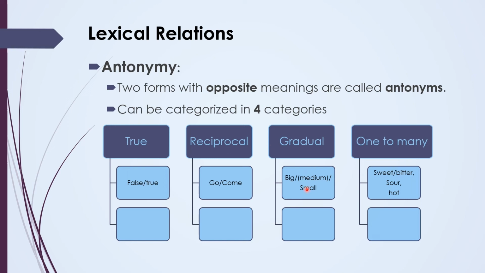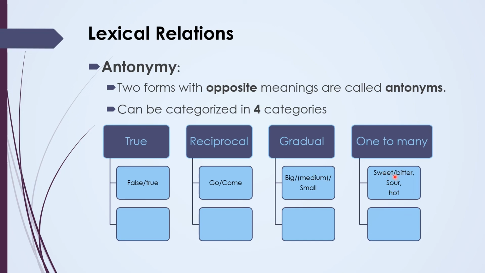And then gradual antonym, when we have sections, one section and another section and then another section, but still it has a different meaning. For example, big or small, because gradually it is opposite to the word big: medium and small. For example, XL, L, M. So these kinds of gradual things, big, medium, and small. That's what we refer to as the gradual one.